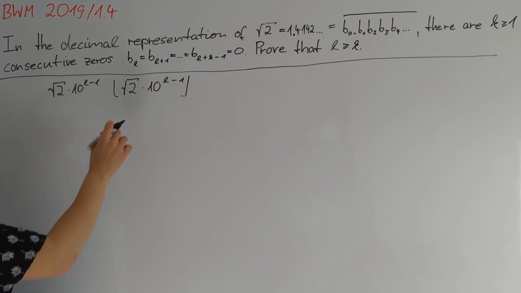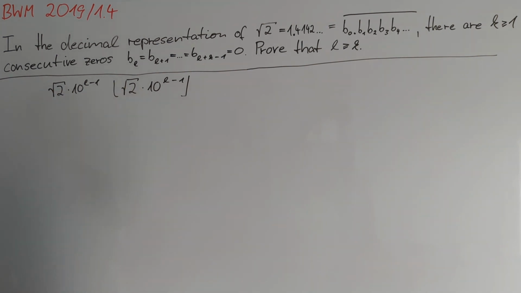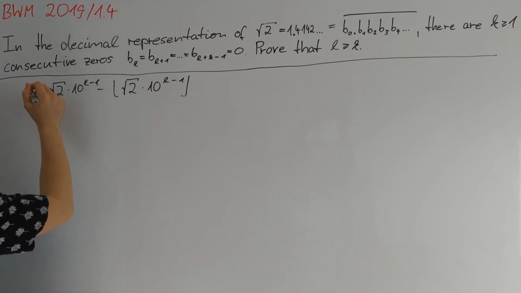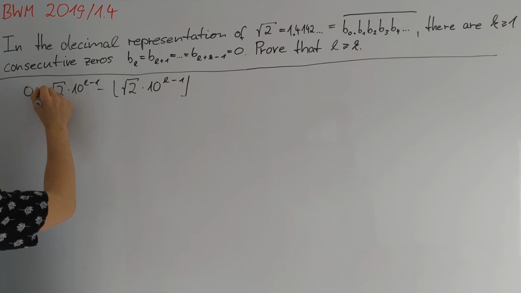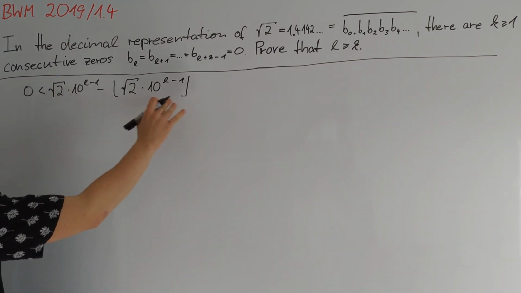First, note that of course this floor is less than or equal to that term, and furthermore, because the square root of 2 is irrational, we know that there must be a strict inequality between those two, and therefore we can know that this difference is indeed greater than 0. Let's take a look at the decimal representation of this term.